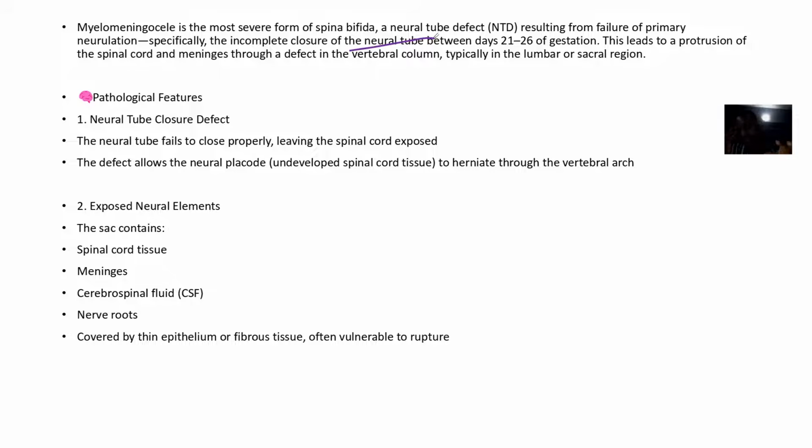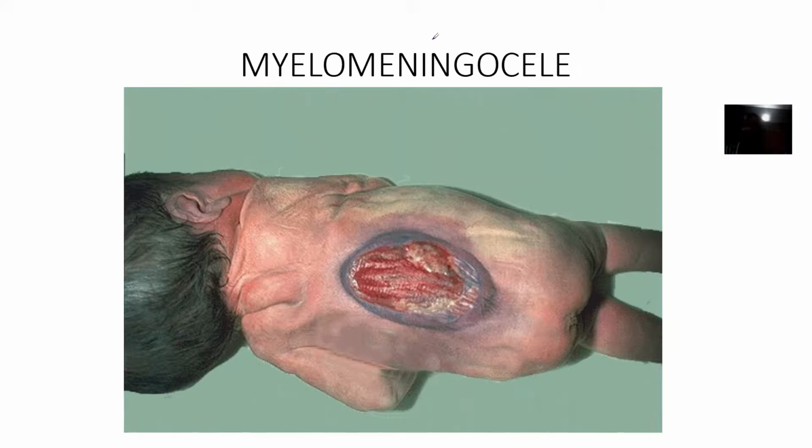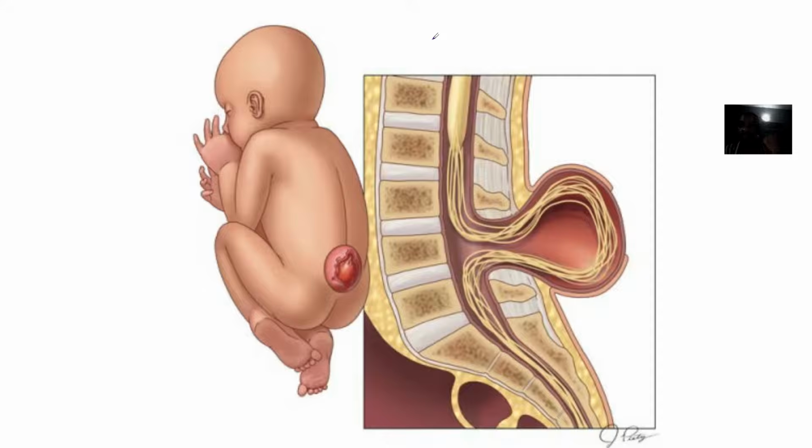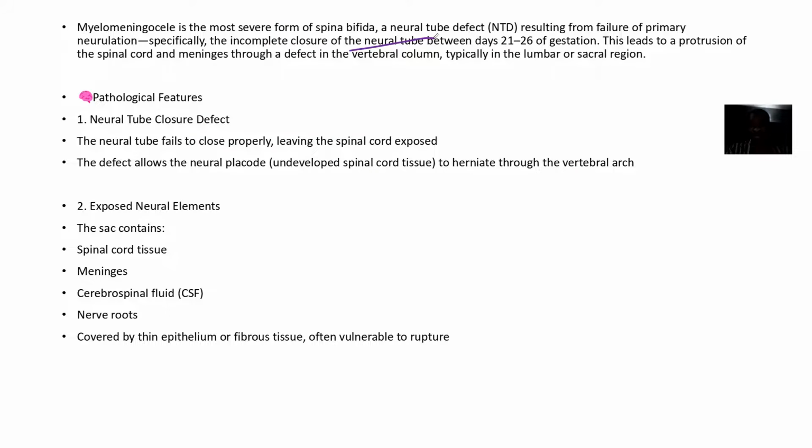So this leads to what? A protrusion of the spinal cord and the meninges outside. Alright, so what are the pathology features? First of all, there's a neural tube defect. So the neural tube is failing to close properly. So that's what is now leaving the spinal cord exposed.